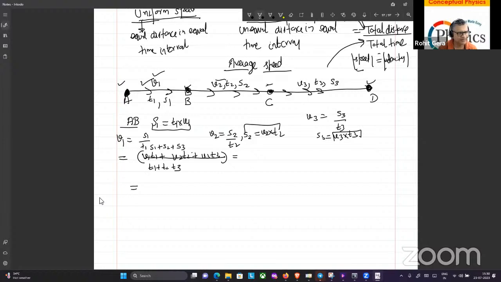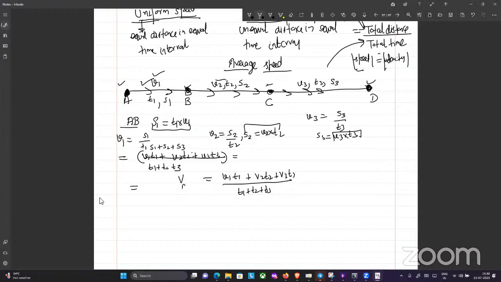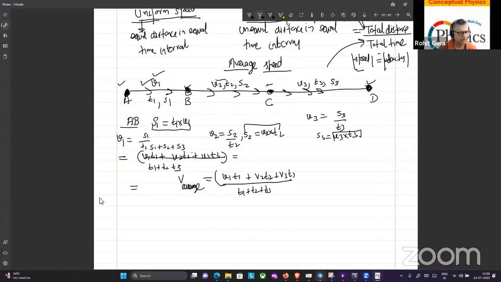Okay, all right. So let me do one thing. This is V1 T1 plus V2 T2 plus V3 T3, divided by T1 plus T2 plus T3. This is my total V average. Total distance upon total time. This is one way of looking at it. A lot of people don't want to write this thing.